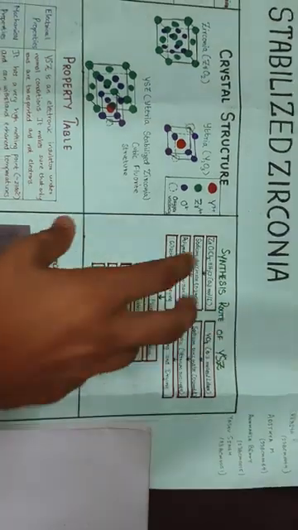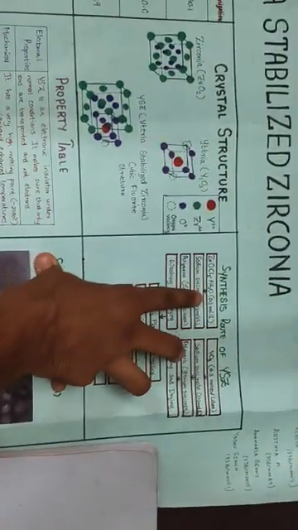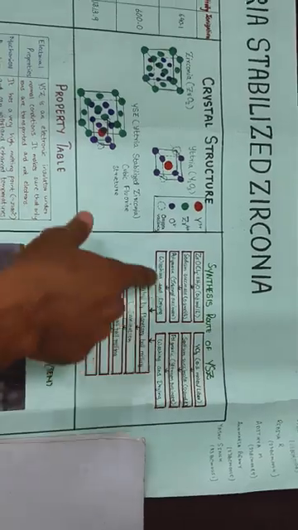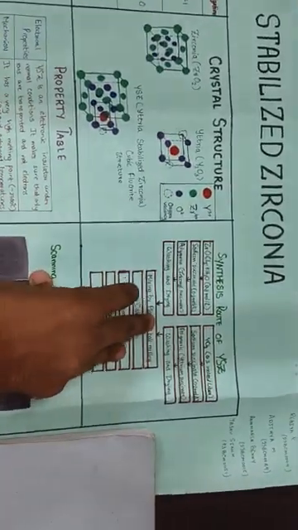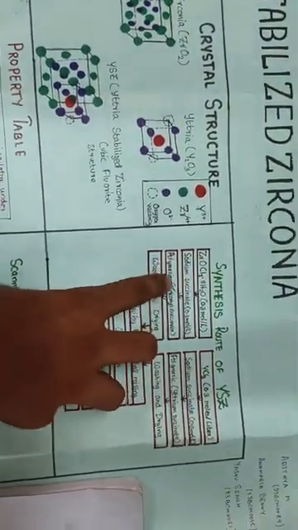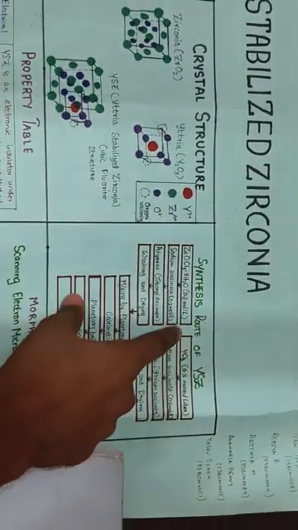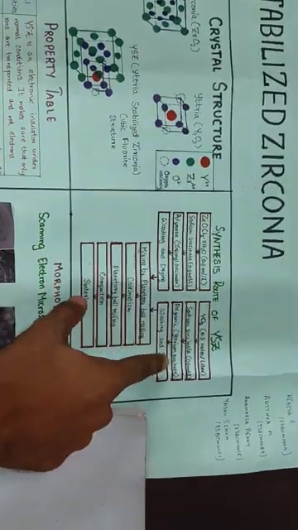Coming on to the synthesis route of YSZ, we use primarily two compounds for the synthesis of YSZ, that is ZrOCl2.8H2O and YCl3. These two compounds go through separate processes and then they undergo further steps to finally form YSZ. So ZrOCl2 reacts with sodium succinate to form a polymeric zirconyl succinate, and it is washed and dried.